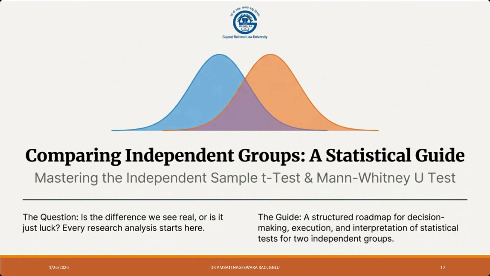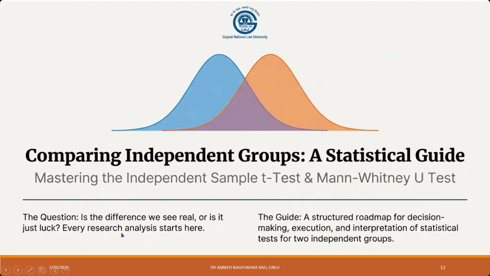Now the question is, when it comes to MAXQDA, we have only two. When it comes to parametric statistical tests, we have only the independent sample test. For non-parametric statistical tests, we have the Mann-Whitney test. Now, when I talk about the independent sample test, if I want to measure, is there any difference we see real, or is it just luck?